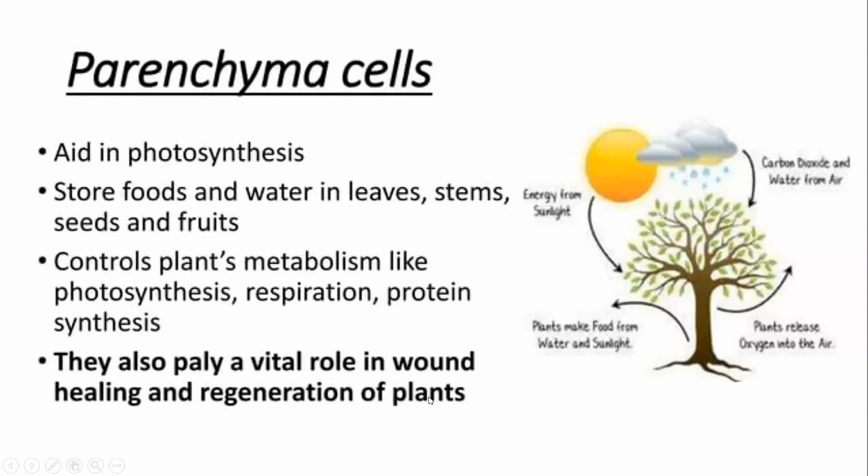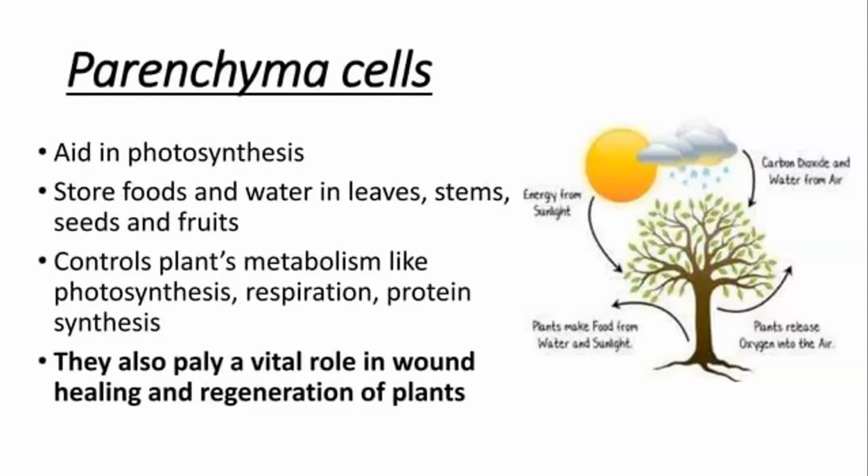So the parenchyma cells play important roles. They help in photosynthesis. If the parenchyma cells contain chloroplast, they are called chlorenchyma. Chlorenchyma cells mainly help in photosynthesis. Generally, these are found in the leaf mesophyll and outer cortex of the young stems. Chlorenchyma means parenchyma plus chloroplast, and they help in photosynthesis.